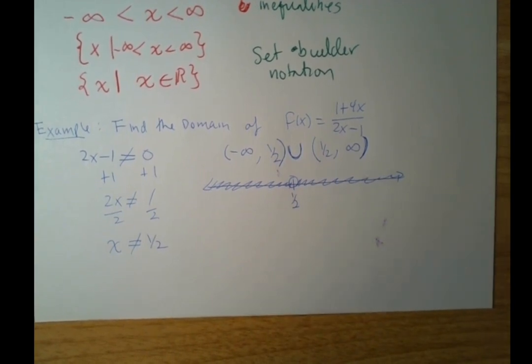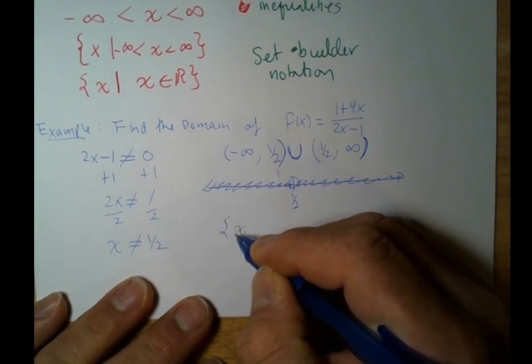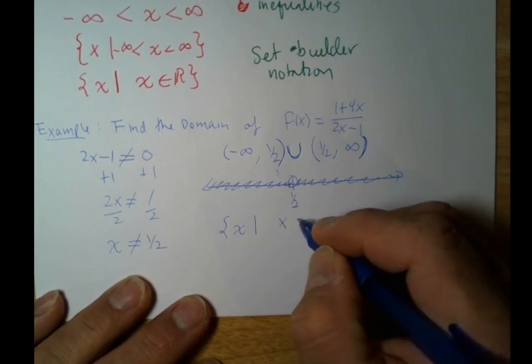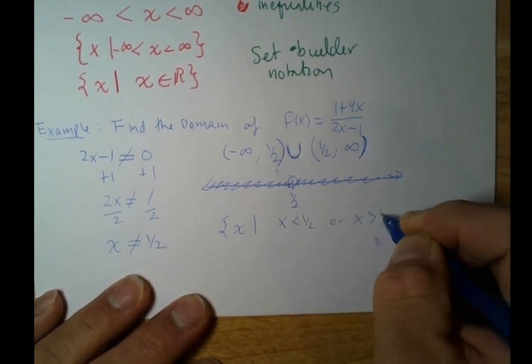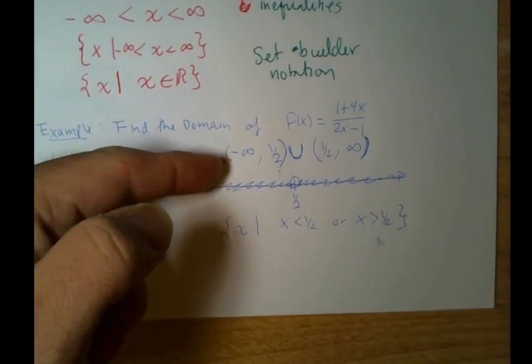All right, now using our set builder notation, the domain would be x such that x is less than 1/2 or x is greater than 1/2. All right, so that represents the same thing I have up here.